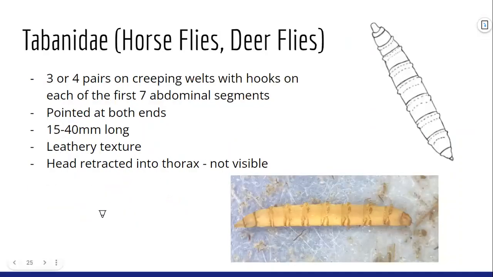Next, we have Tabanidae, which are horse flies and deer flies. They have 3 to 4 pairs of creeping welts on the body. You can see here. They have hooks on each of the first 7 abdominal segments. They are pointed or tapered at both ends and have a leathery texture. They're usually 15 to 40 millimeters long, and their head is retracted into the thorax, so it's invisible. You can see that there.